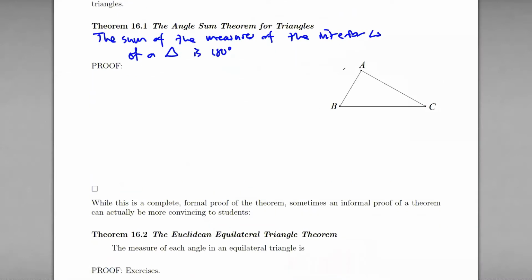What we're going to do is use a line that is parallel to help us out here. Call these angles 1, 2, and 3. The first thing is what we're given. Well, we're given triangle ABC. So we have a triangle. Excellent.